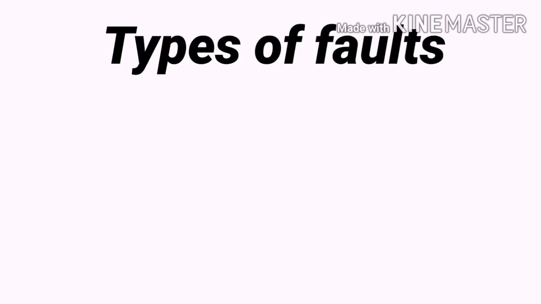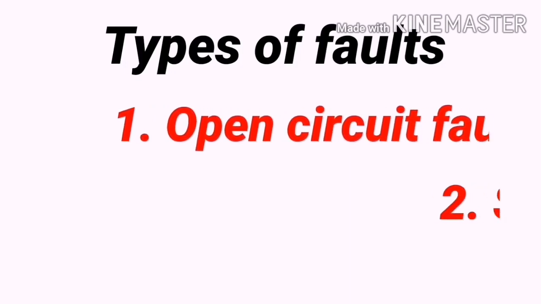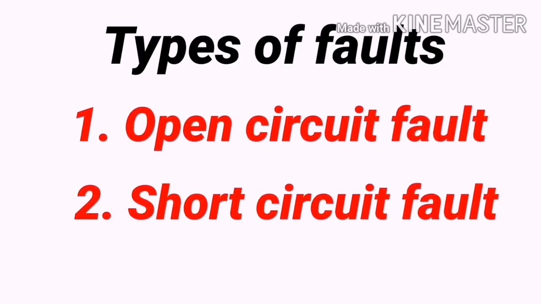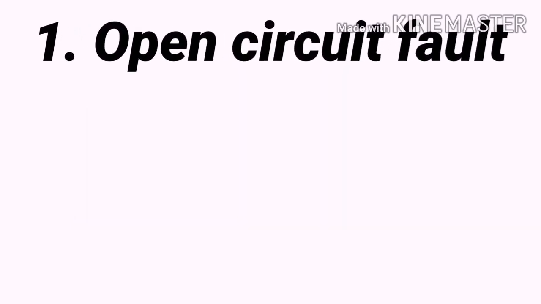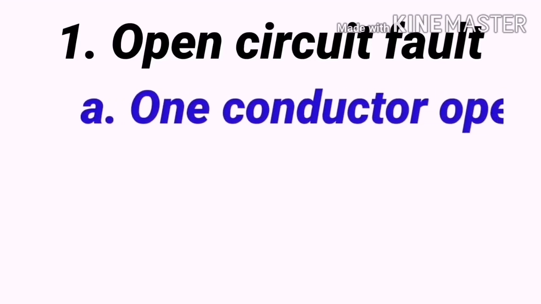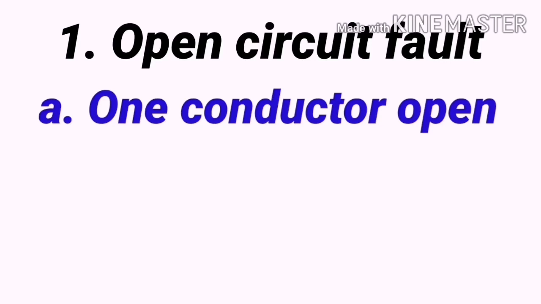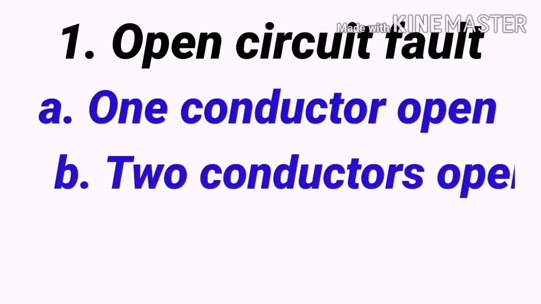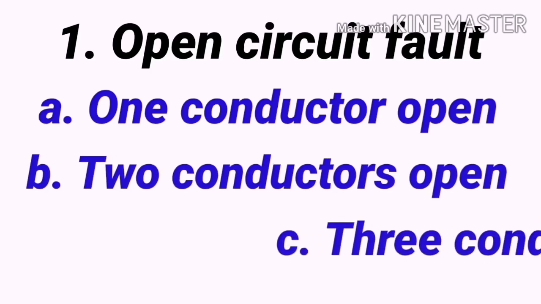Faults in the power system are mainly categorized into two types. They are open circuit fault, and the second one is short circuit fault. These faults are further categorized. Now the number one, that is open circuit fault. It is categorized as one conductor open, two conductor open, and three conductors open.